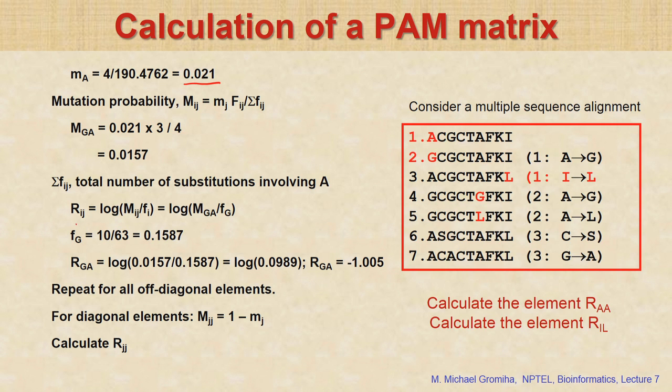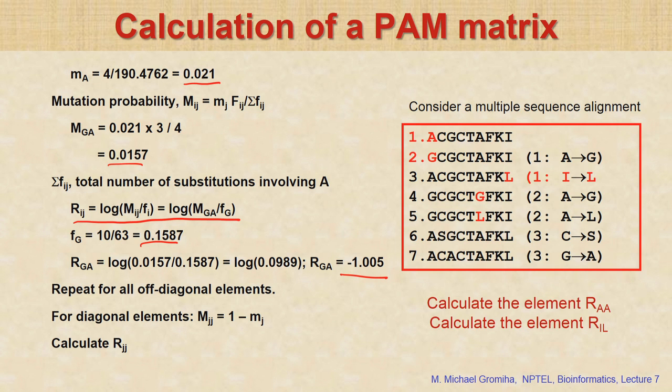Now, we get the Rij, the logarithm of Mij divided by Fi, the frequency of G. Mga is given as 0.0157, right. So, Fg we get, out of 6310 glycines. Earlier we took the value of alanine, now we take the value of glycine. So, this is equal to 0.1587, right. Then for Rga we substitute the values here: log of Mij, which is 0.0157, divided by 0.1587. So, we get the value of minus 1.005.